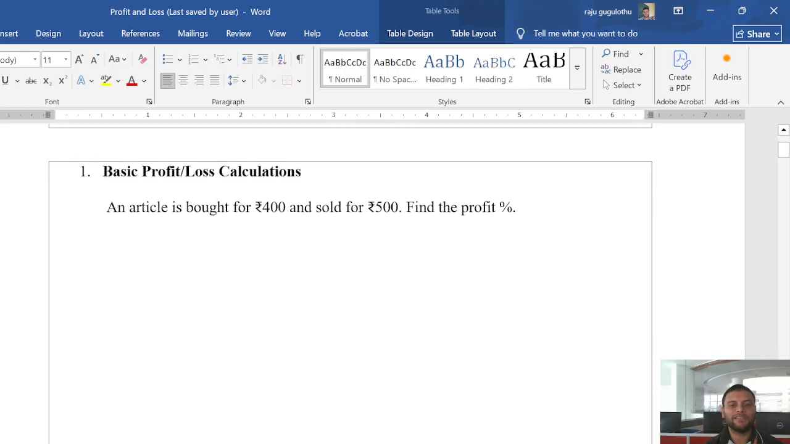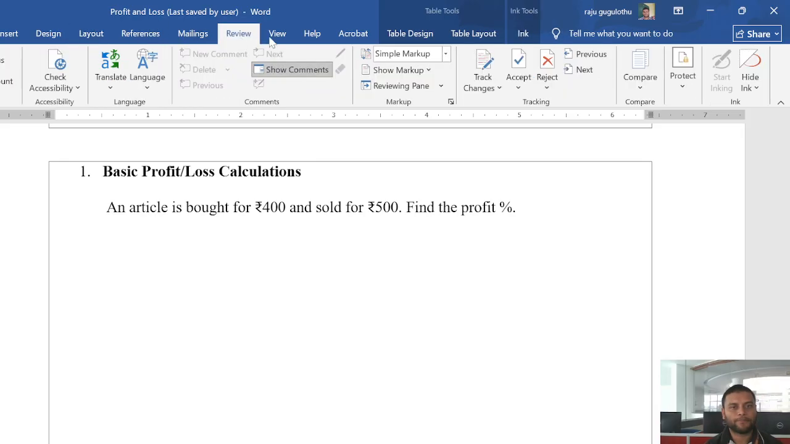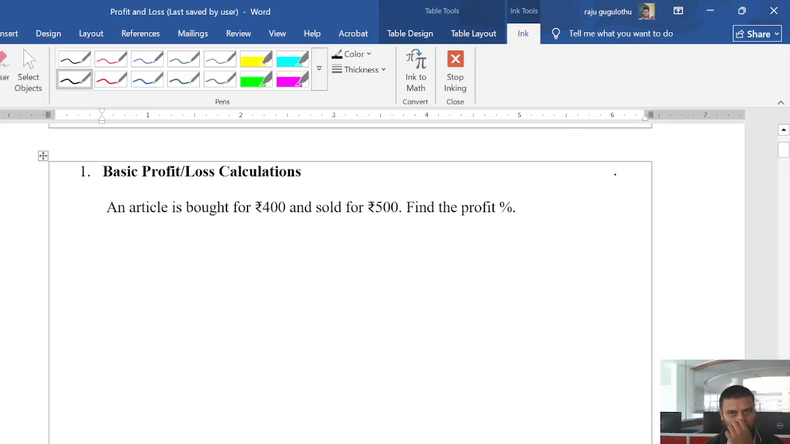Okay friends, first question in profit and loss. An article is bought at 400, so you can say your investment or cost price is 400, and it is sold at 500. So your selling price is 500. Clearly 100 rupees is the return coming on your investment of 400 rupees. They are asking us to find the profit percentage.